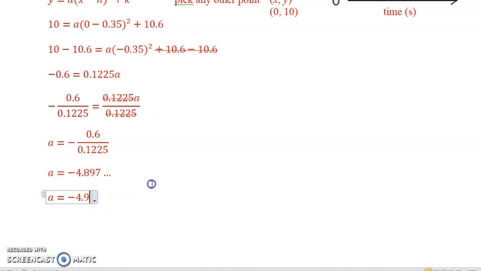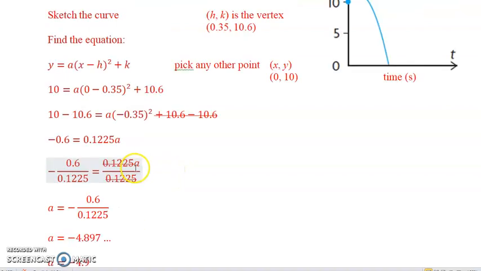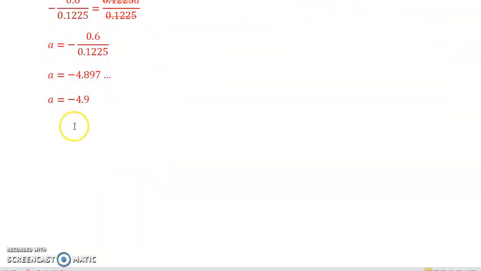And that's approximately 4.9. I'll use the exact value in my equation that I put in my graphing calculator, but again, that's fine. So we take our original equation, and we put A in, negative 4.9. We put H in again, 0.35, and we put our K in at 10.6. And that is your function for the graph of that quadratic.